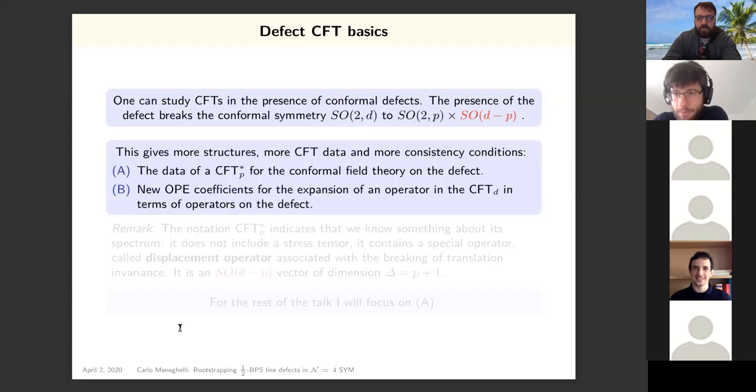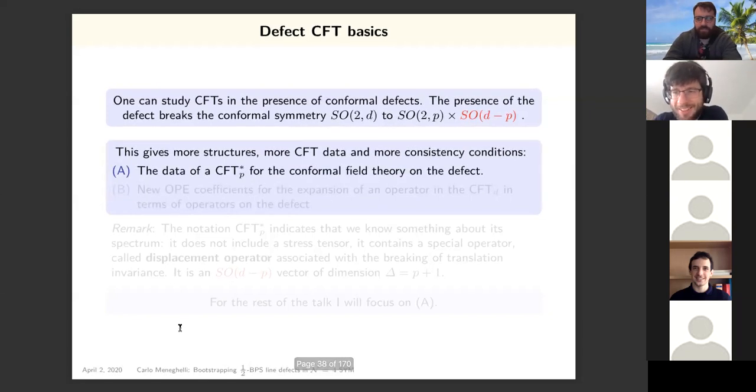Sorry, could I ask about unitarity? If the mother or father theory was unitary, when will the defect CFT be unitary? Well, first of all, you definitely want this part A to satisfy the unitarity condition of a CFT. Of course, you could imagine putting a non-unitary defect in a unitary theory. That is conceivable. And moreover, it's not totally clear what the unitarity conditions are on this coupled system so that everything is unitary.